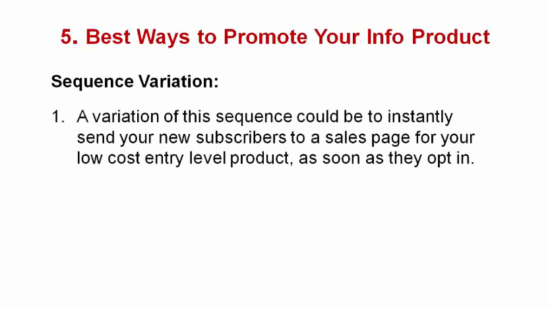Sequence variation. A variation on this sequence could be to instantly send your new subscribers to a sales page for your low-cost entry-level product as soon as they opt in. So I mentioned that. I just touched on that. It's a little bit more aggressive. But if you want to promote a product, you've got a low-cost product, less than $20 type product, you just want to get people to actually spend some money with you so that you can start to build your customer list as well as your subscriber list, your free list. Okay, we'll promote a low-cost product, send people to a sales page for your low-cost entry-level product as soon as they opt in.